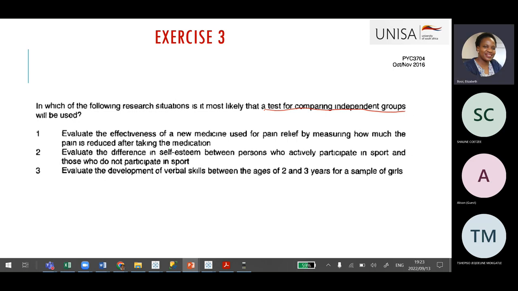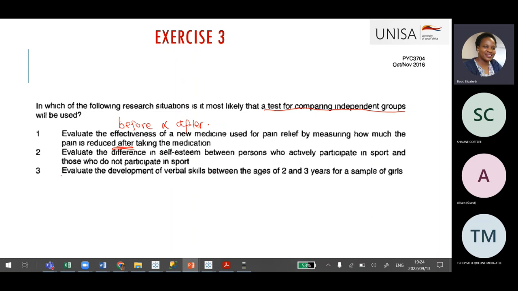Two, evaluate the difference in self-esteem between persons who actively participate in sport and those who do not participate in sport. Number three, evaluate the development of verbal skills between the ages of 2 and 3 for a sample of girls. Let me assist. The first one talks about the before, because it says use pain reliever by measuring how much the pain reduces after taking the medication. So it means before and after.